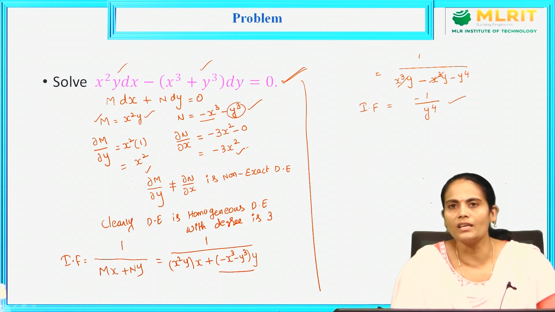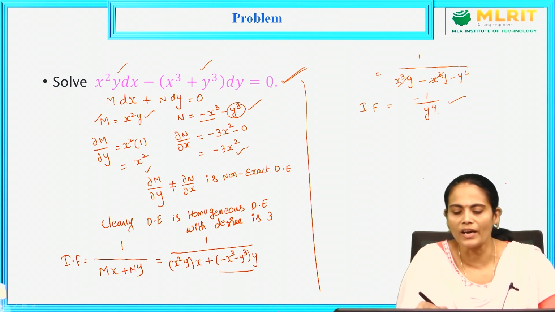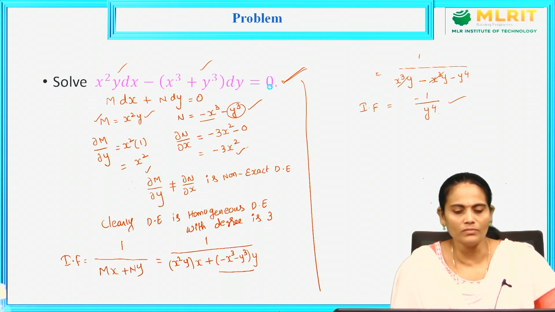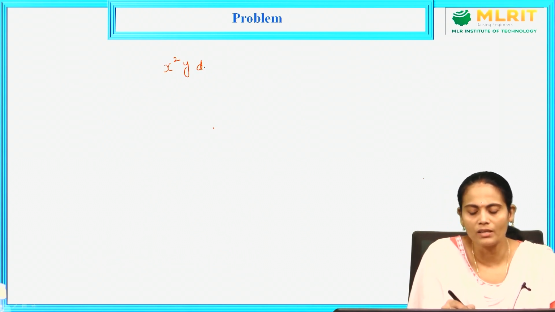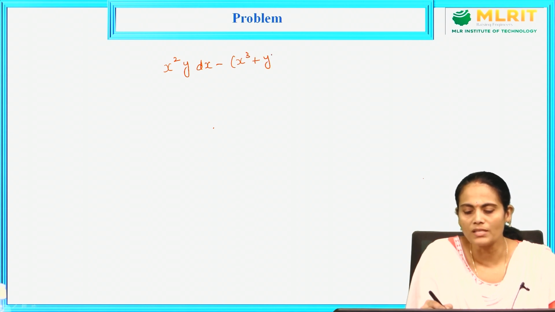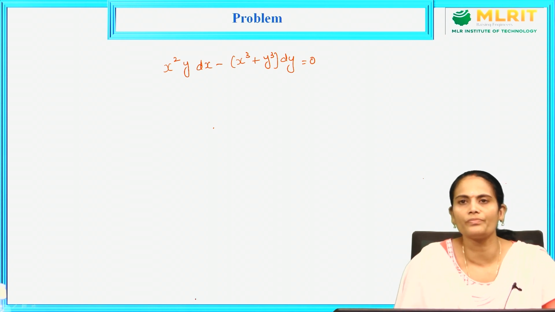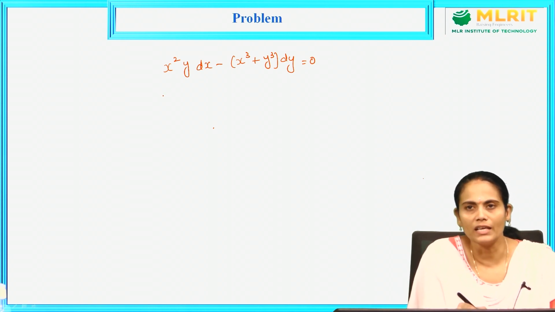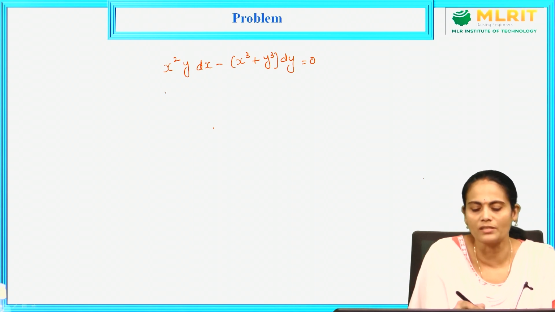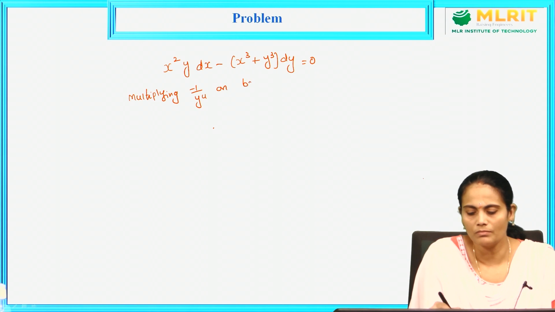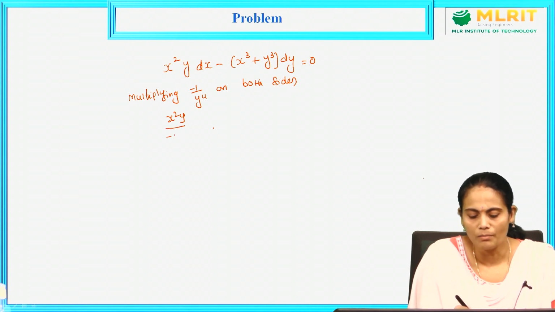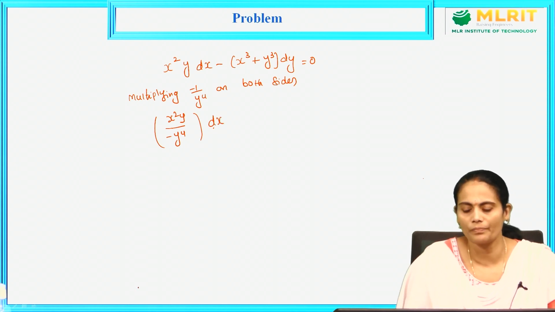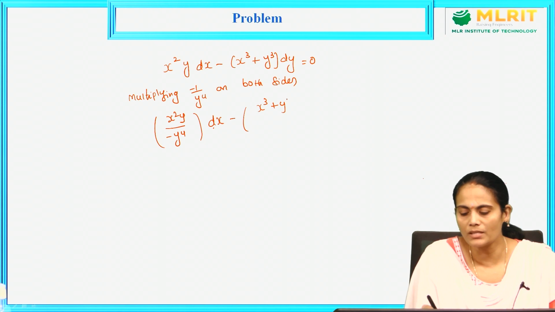So, after getting this integrating factor, you have to multiply it to the given differential equation. So what is the given differential equation? x squared y dx minus (x cube plus y cube) dy is equal to 0. So now we have to multiply with the integrating factor minus 1 by y power 4 on both sides: x squared y by minus y power 4 into dx minus (x cube plus y cube) by minus y power 4 into dy is equal to 0.